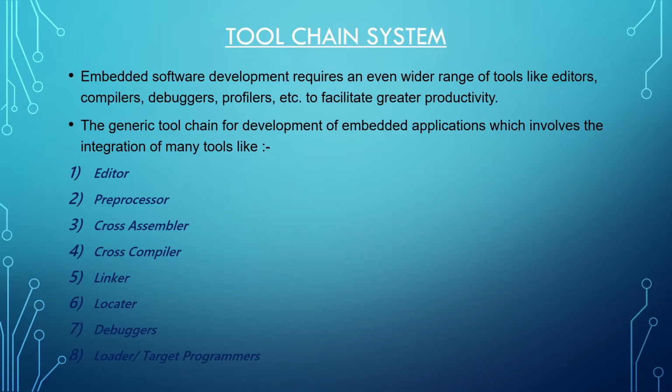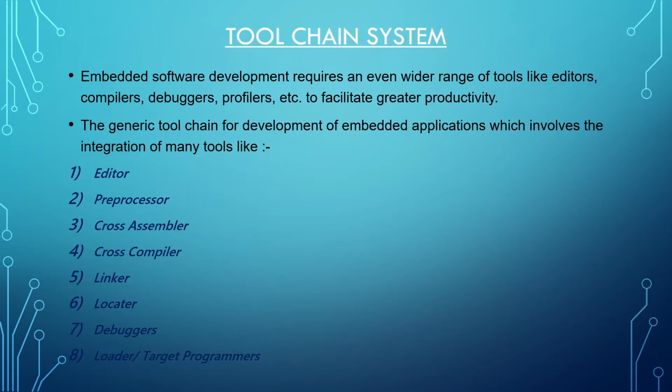Okay. Now, as from the introduction, we have seen there are two types of models, which would be the waterfall model and the toolchain model. Here, I'm going to explain about the toolchain model. Embedded software development requires an even wider range of tools like editors, compilers, debuggers, profilers, etc., which would help to give greater productivity.